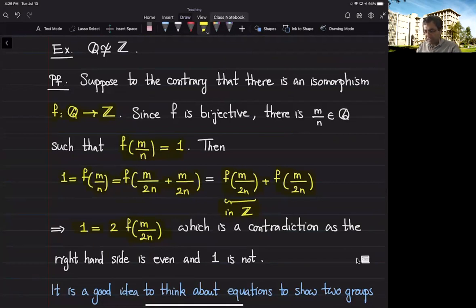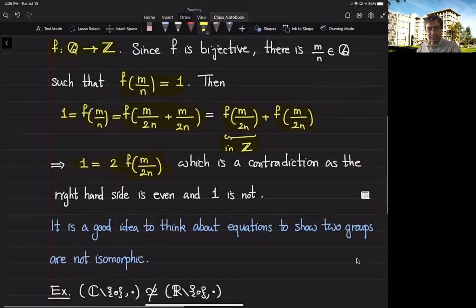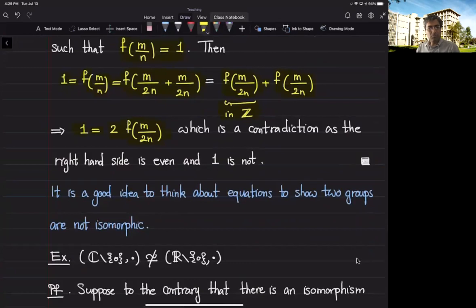Now, you can ask, how did I think about halving this kind of thing? So why did I do that? The general rule of thumb is the following: if two groups are isomorphic, then they should have the same set of equations, so to speak. Because I have a solution for 2x equals 1 in one of these groups, I need to have a solution for this equation in the other one as well. And that was the source of contradiction for us.